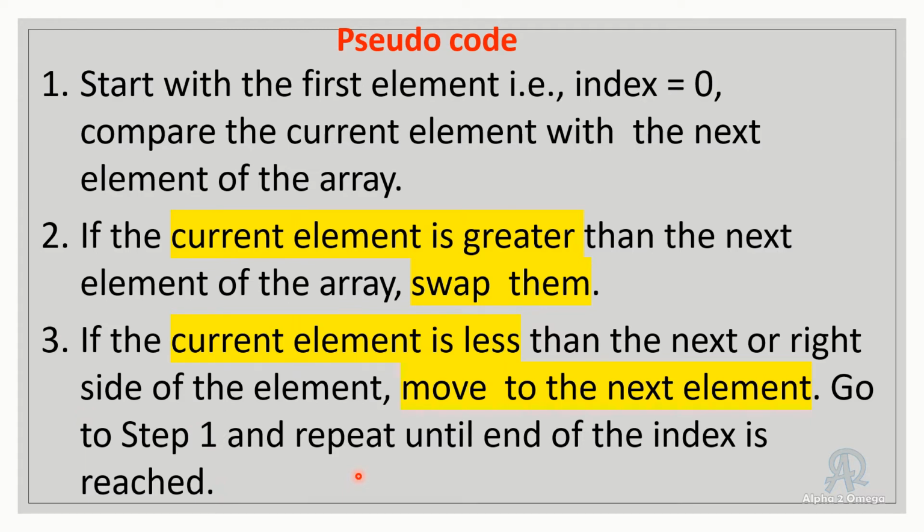Now let me explain with an example. As explained, the first element and the second element will be checked. It will compare: 15 is greater than 11. When it is greater, we need to interchange, or swap. So now the values will become 11, 15, 16, 12, 14 and 13.